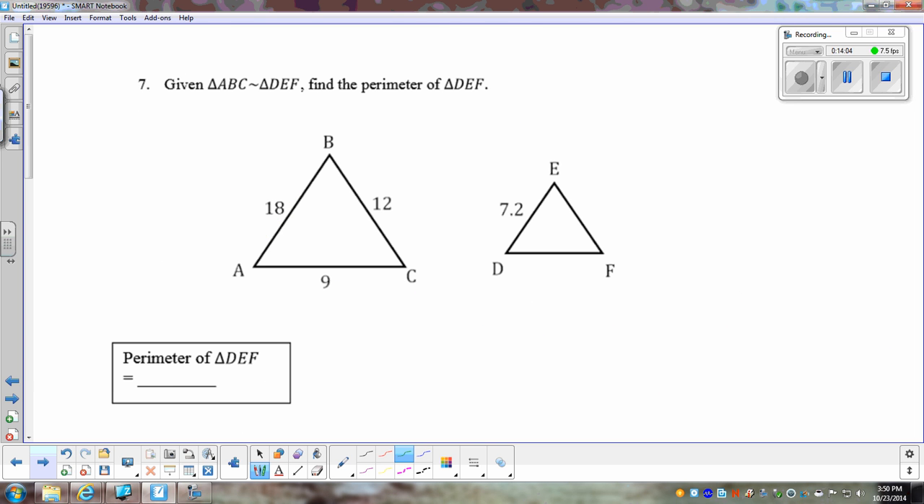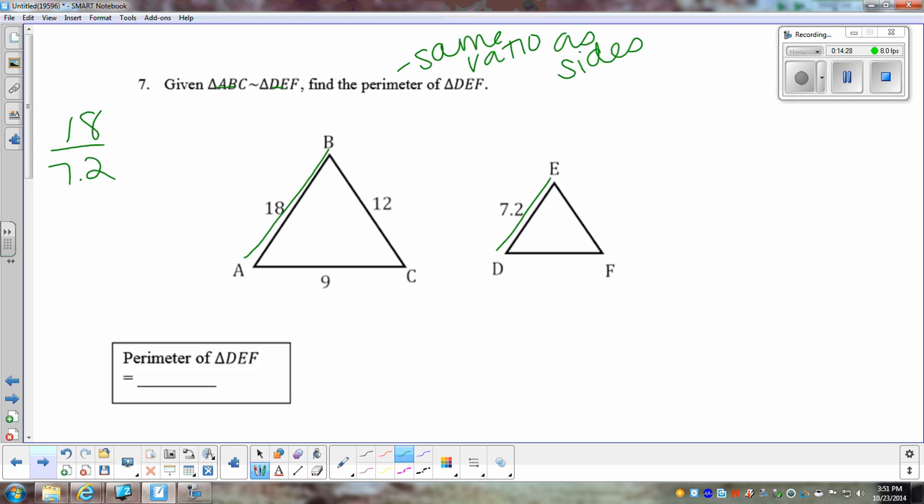Next problem. The perimeter. The perimeter has the same ratio as our sides. So I want to set up some proportions. I know that AB goes with DE. So 18 over 7.2. I want to figure out the perimeter of the big triangle. So 18 plus 12 plus 9. So this perimeter is 39.